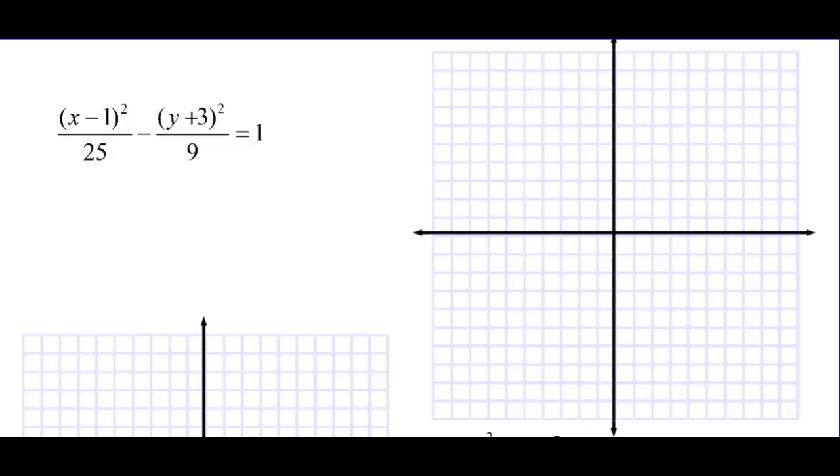This is an equation for a hyperbola. The center of the hyperbola is 1, negative 3. So let's go over to 1, negative 3.